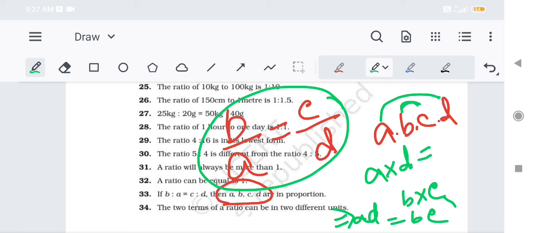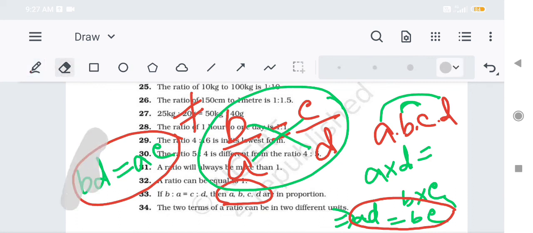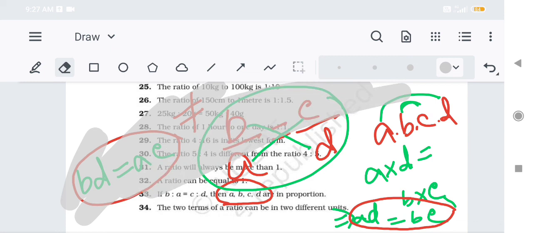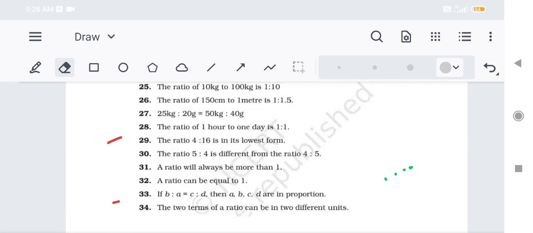Okay, if this statement satisfies in this case, then we can say that ABCD are in proportion. But if we cross multiply these two, we will get BD is equal to AC. And here the statement has become AD is equal to BC. Both of these statements are not equal. So ABCD are not in proportion. This statement is not true in question number 33. Okay, let's come to the next sum.